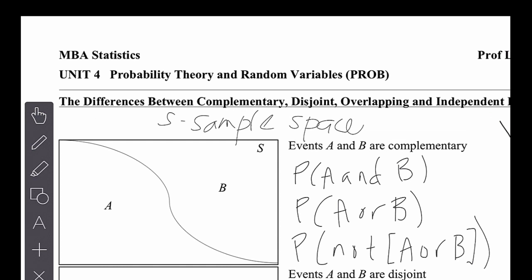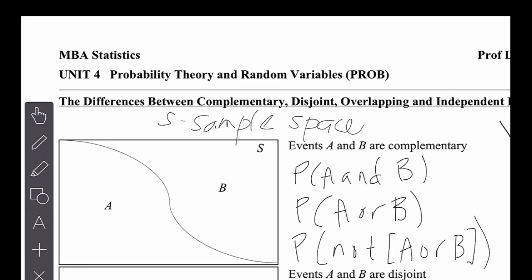What I want to do for each of these different drawings, because as you go through them, in here A and B complete the space. Here A and B are included in the space. They don't overlap, so they don't share any outcome. And there's something else out here that we're going to give a name.